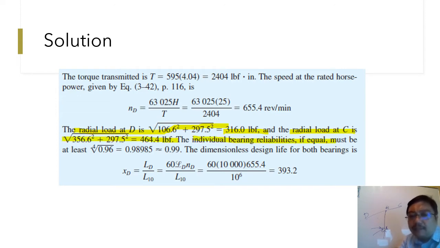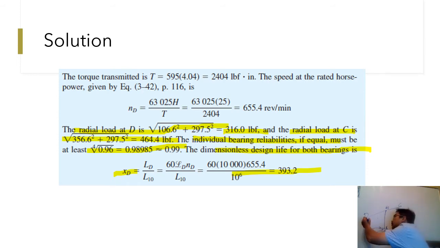The individual reliability must be at least 0.99. The dimensionless design life of the bearing is 393.2. This is the radial load given at this point, and the radial load at C is given at this point. Try to remember what I said about radial load. The radial load is the load caused by rotation. Of course, the shaft is connected to the bearing, and when the shaft rotates, it gives radial load.